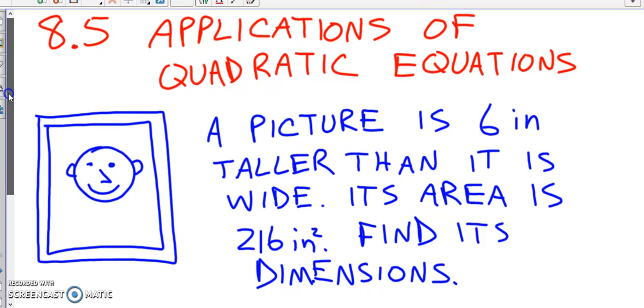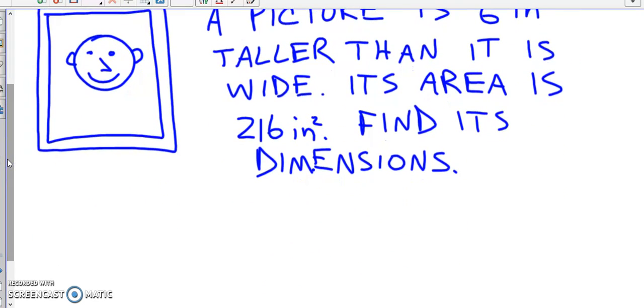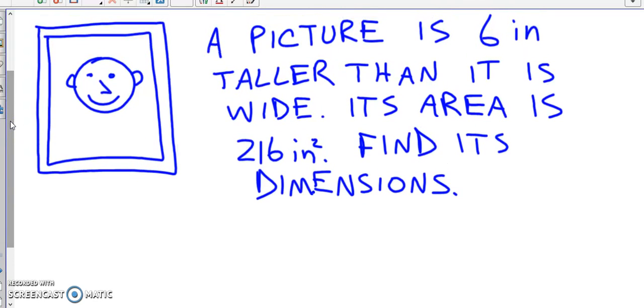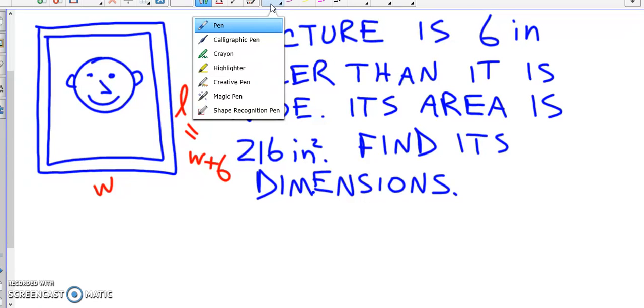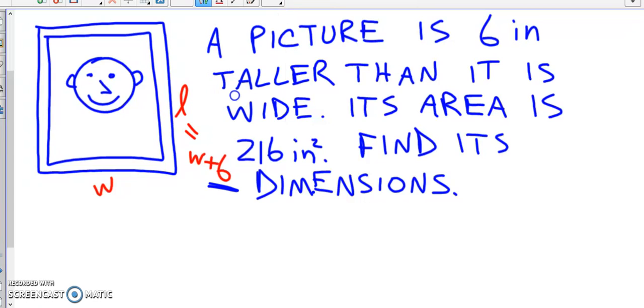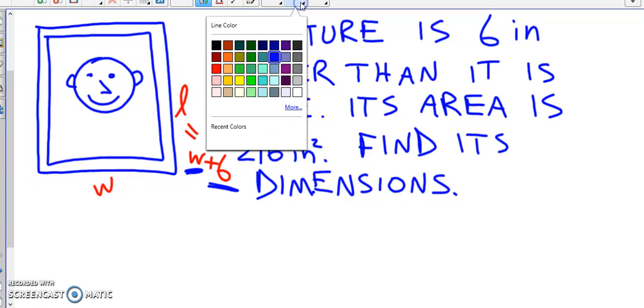So what we can do with this is we can label this picture. So this can be the width and this can be the length. Now the special thing about it is it's 6 inches taller than it is wide. So I know that this length is equal to W plus 6, because that's what makes it 6 inches taller than the width. Let me change the color on this magic pen. Yellow.